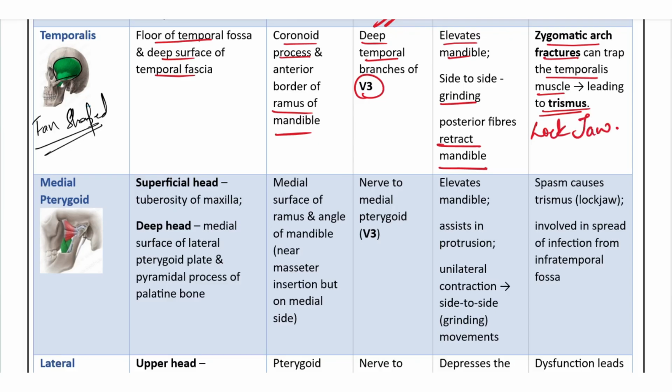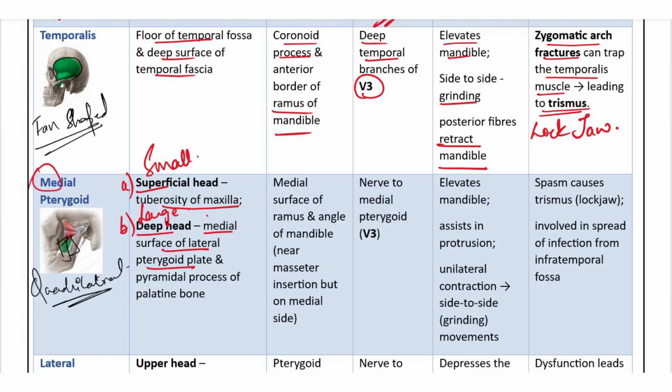Coming to the medial pterygoid. As we see in this image, it's again a quadrilateral shaped muscle. Now, the origin is again from two heads. We have the superficial head and we have the deep head. The superficial head, as we know, is small and it originates from the tuberosity of maxilla, while the deep head is a large head and it originates from the medial surface of the lateral pterygoid plate. Medial pterygoid originates from the medial surface of the lateral pterygoid plate. Now we have to remember this. Insertion is onto the medial surface of the ramus and angle of the mandible.